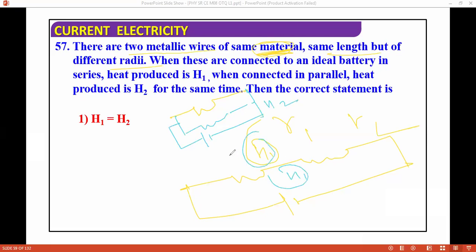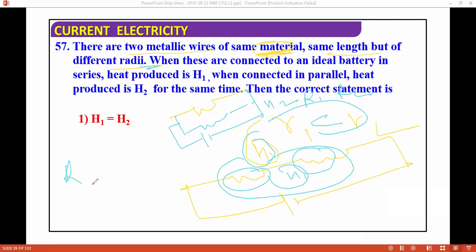Basically, again, you have to play with resistance. Radii are different, so I'm taking R1 less than R2. I'm just assuming this resistance is R1 and this resistance is R2. In the series combination, R equivalent is R1 plus R2. In the parallel combination, 1 by R equivalent is such that R equivalent is R1 R2 by R1 plus R2. Basically, in the parallel combination, R equivalent is going to be less than either R1 or R2.